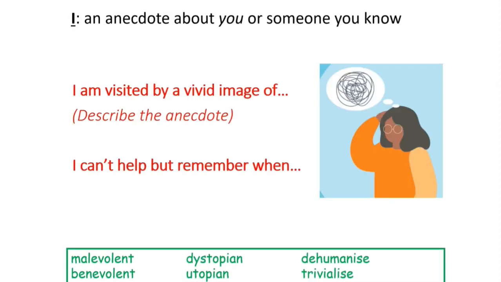So this is the third and final I paragraph. An anecdote is a short story about a real person. It can be about yourself, it can be made up, or about someone you know. For example, I can't help but remember a time when my friend became severely depressed because she kept comparing herself to others on Instagram, unrealistic filtered photographs of others. That is an example anecdote you could use.